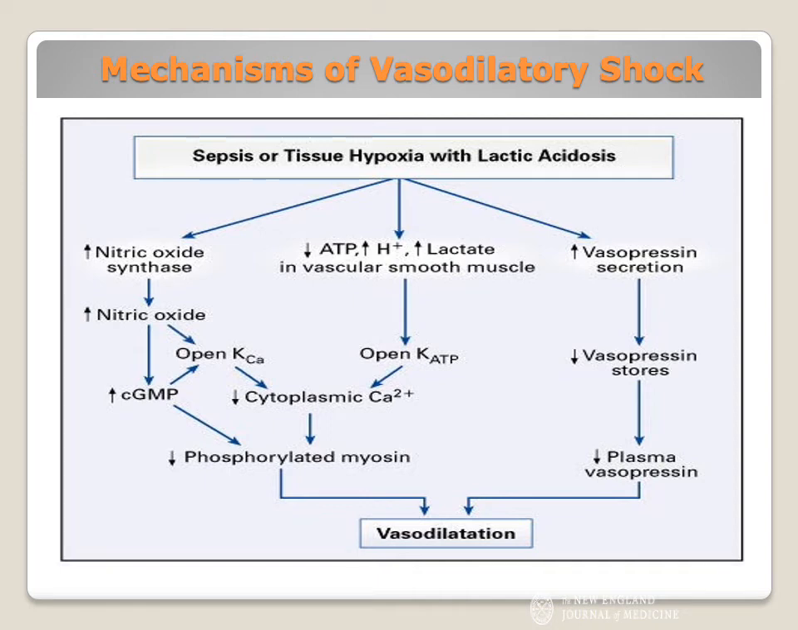This is a simple diagram which demonstrates the mechanism of vasodilatory shock. It tells us that when there is an insult to a cell, there is an increase in nitric oxide synthase, there is increase in lactate, and there is also increase in vasopressin secretion and decrease in ATP. All of these result in a cascade of reactions which eventually result in vasodilation.